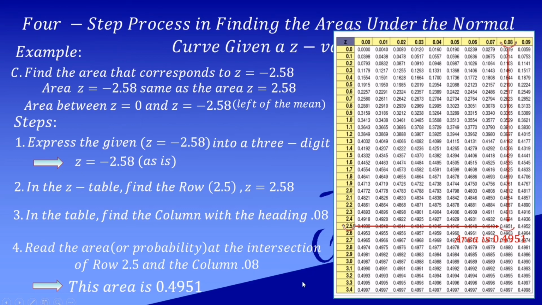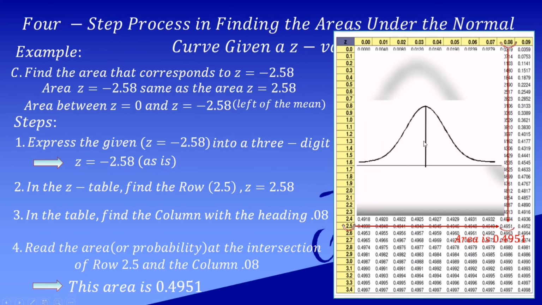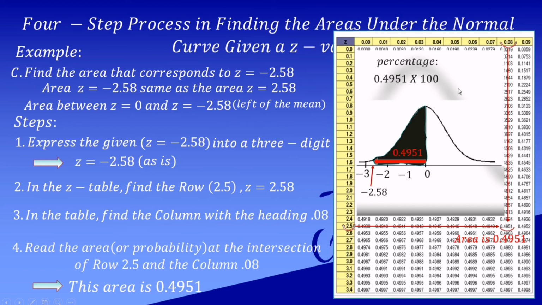To sketch the area in our normal curve, again I divide the normal curve, going 0 to below the mean. Negative 2.58 approximately falls on this line. So this could be our shaded region, equivalent to 0.4951. The percentage, multiplied by 100, is 49.51%.